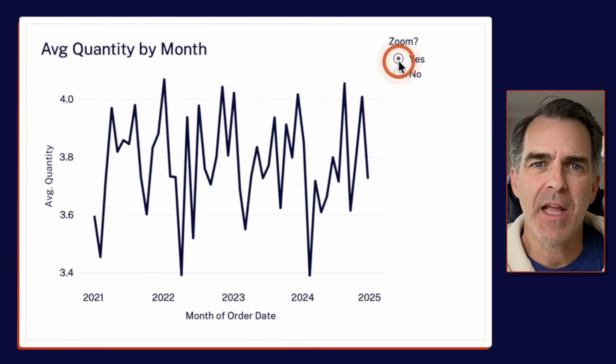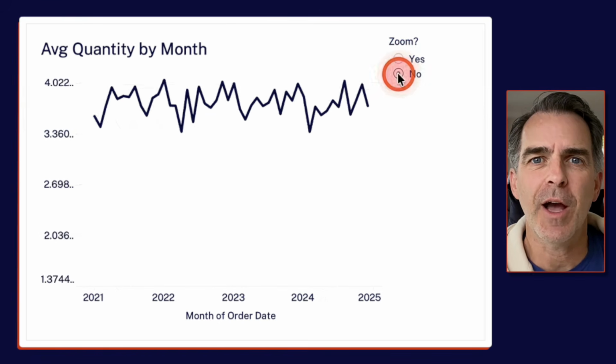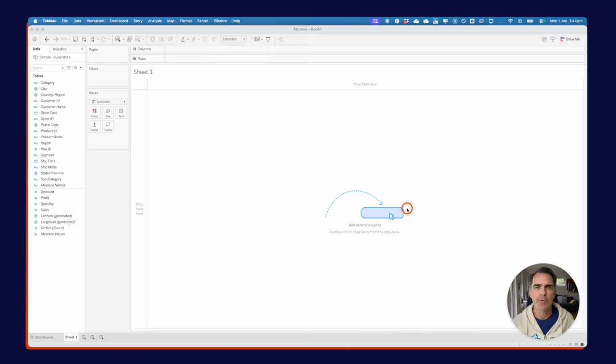Sometimes you want to be able to give your users the ability to zoom in and out on a particular chart, like this. Notice how I give them the option with a parameter to either zoom in or zoom back out. In this video, I'm going to show you exactly how to do it. Let's get started. I'm connected to our Superstore dataset.